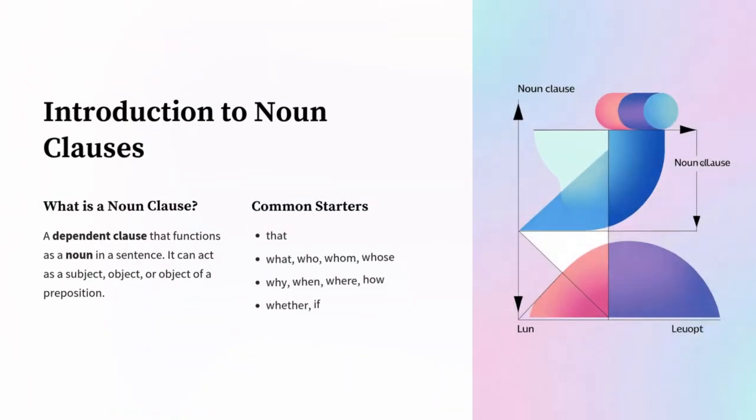Let's start with noun clauses. The concept is simple. A noun clause is an entire clause that does the job of a single noun. Since a noun can be the subject, object, or object of a preposition in a sentence, a noun clause can do all those things too. They are often introduced by words like that, what, who, and others.